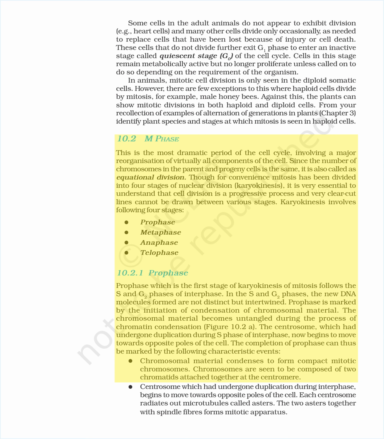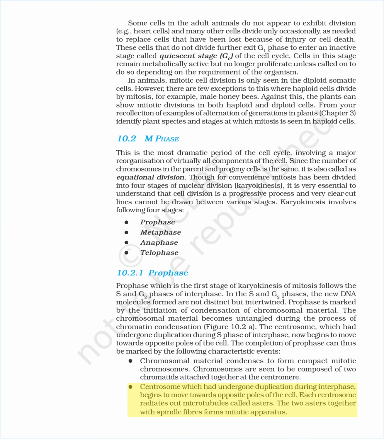The centrosome, which had undergone duplication during S phase of interphase, now begins to move towards opposite poles of the cell. The completion of prophase can thus be marked by the following characteristic events: Chromosomal material condenses to form compact mitotic chromosomes. Chromosomes are seen to be composed of 2 chromatids attached together at the centromere. Centrosome, which had undergone duplication during interphase, begins to move towards opposite poles of the cell.